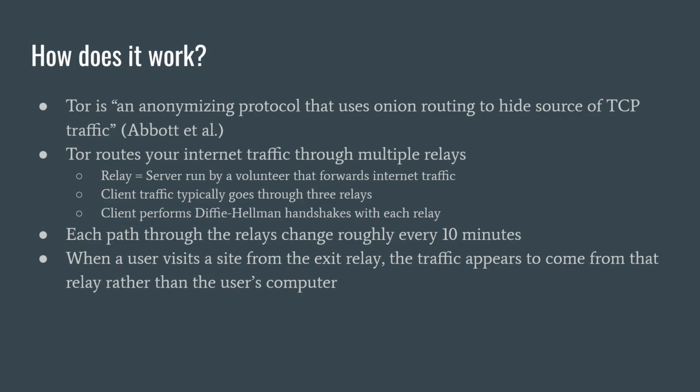Client traffic typically goes through 3 relays, and the relays are known as the entry or the guard relay, the middle relay, and the exit relay. The exit relay is the relay that finally connects to the destination, which is basically the content you're trying to access when you're using Tor. This could be a website like youtube.com or reddit.com. So the client performs Diffie-Hellman handshakes with each relay.